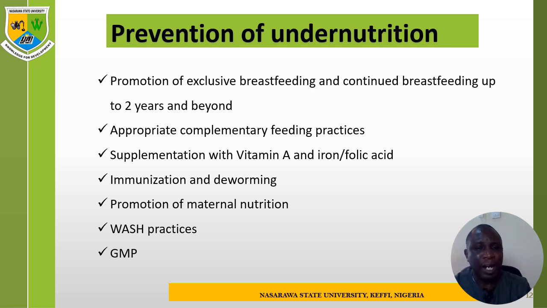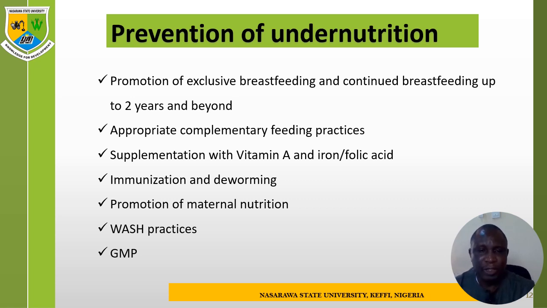Then number two, appropriate complementary feeding practice. That is, at the age of 6 months, a child is introduced to food that is appropriate. And when we say appropriate, it must be appropriate in amount, it must be appropriate in texture, and it must be a varied diet containing different types of foods. So we call it the appropriate complementary feeding practice.